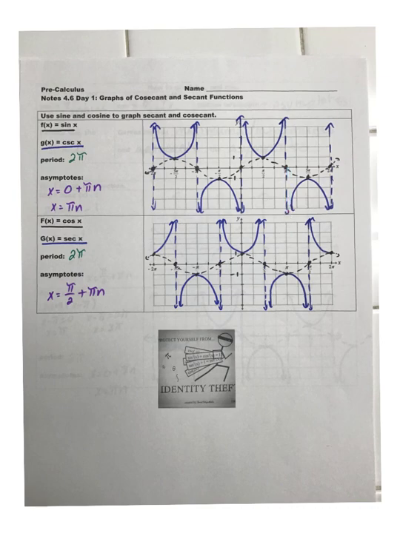So I wrote asymptotes are x equals 0 plus pi n, because this would be plus 1 pi, plus 2 pi, or plus negative 1 pi, plus negative 2 pi. But 0 plus pi n is just pi n. So the asymptotes are the vertical lines x equals pi n, where n is an integer: 1, 2, 3, 0, negative 1, negative 2, negative 3.